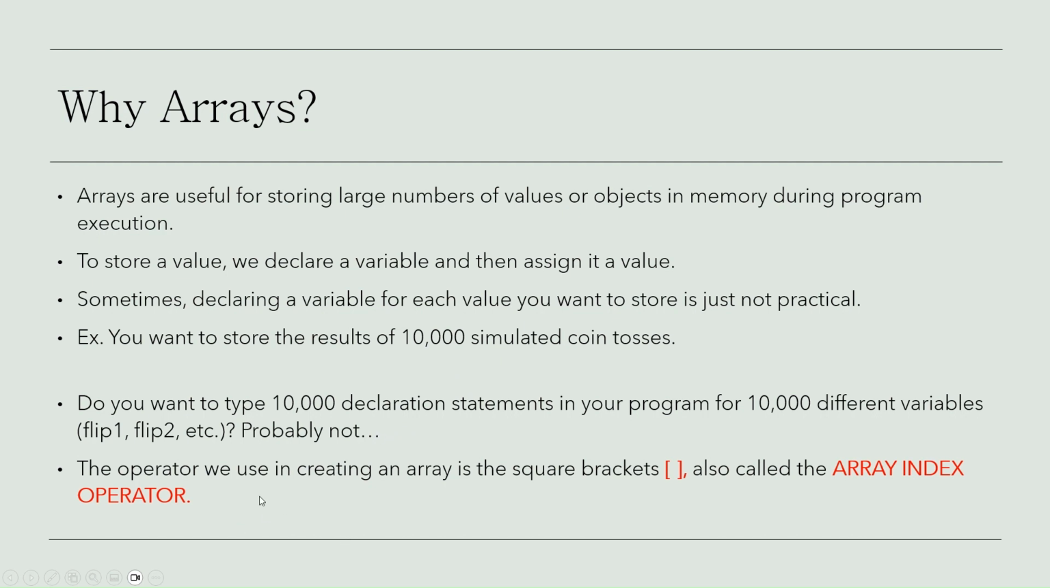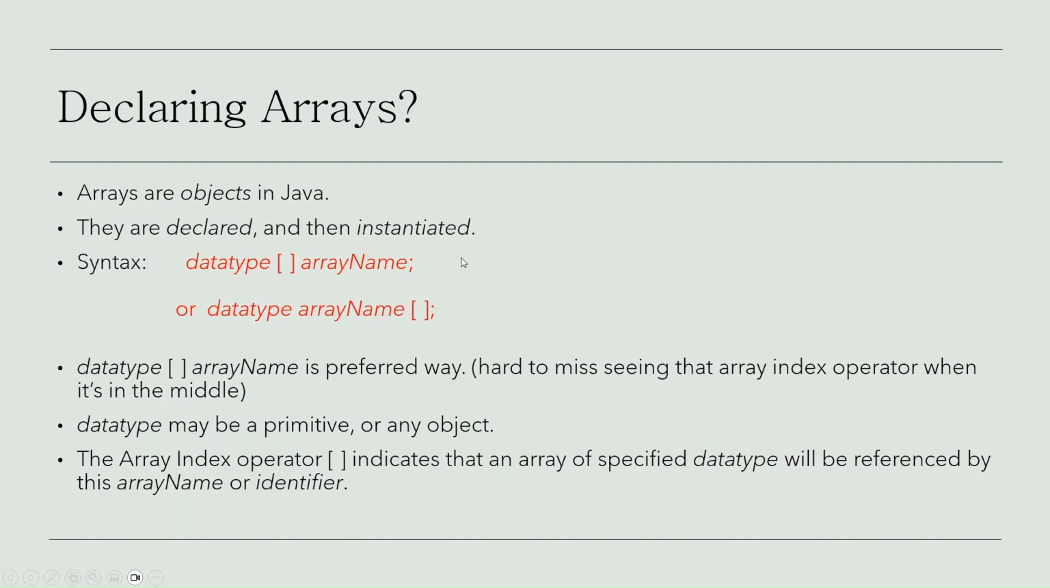The operator we use in creating an array is square brackets. Here are the square brackets, also called the array index operator. Declaring arrays. As we know, arrays are objects in Java. They are declared and then instantiated.